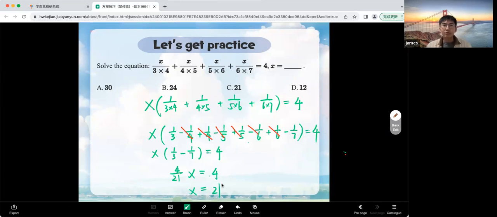Okay, everyone, let's do a quick recap of the splitting method. Whenever we see a fraction where the bottom number is the product of 2 numbers and the top number is the difference between the 2 bottom numbers, we can split that fraction into 1 over the first bottom number minus 1 over the second bottom number. Okay, this is the splitting method and we can use it to solve the equation.